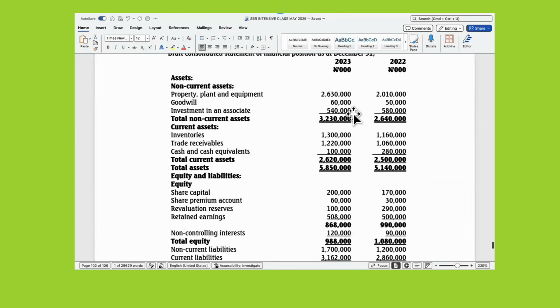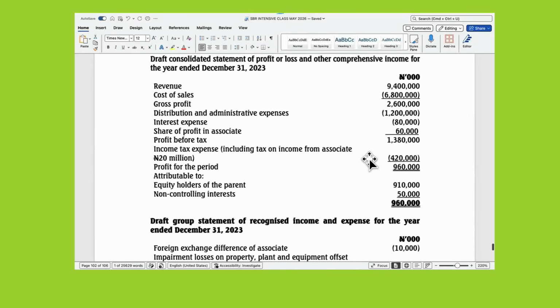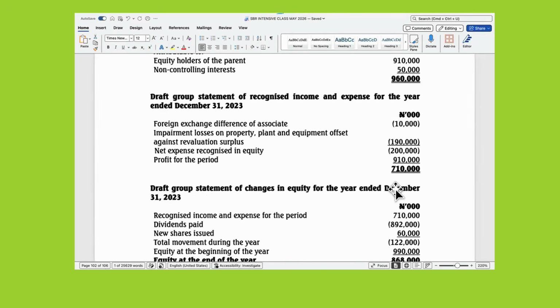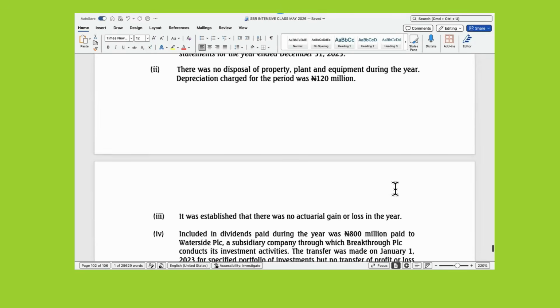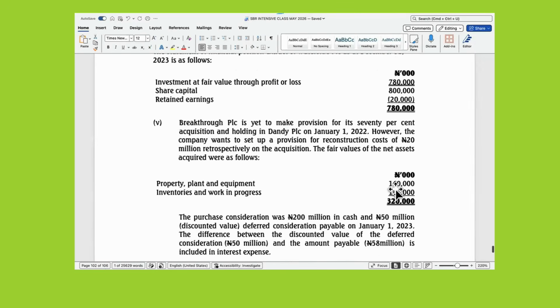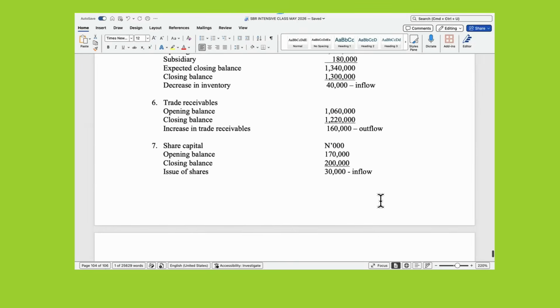Then after retained earnings, the next item is NCI. So I will do my opening NCI of 90. It will get its own share of profits, which is 50, to NCI. And if there's any expected closing, we'll compare with the closing, then we'll be done. Also there is the value of NCI because NCI has 30% in this Dandy. So let me show you the movement there.